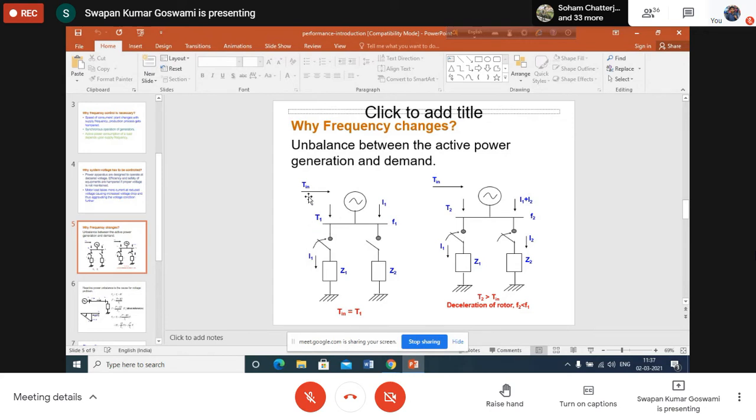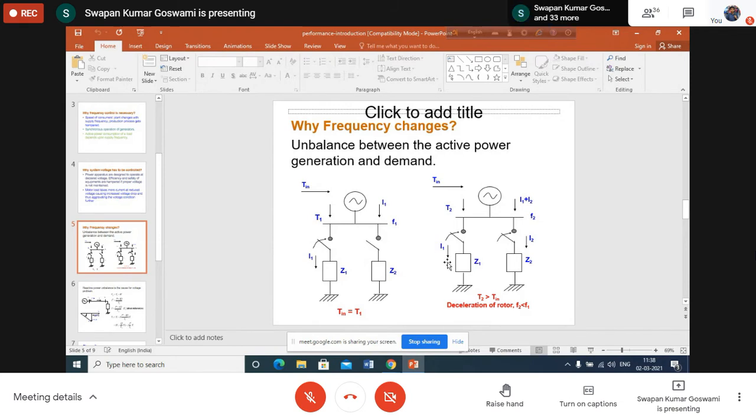And input torque is T in. Input torque indicated by T in, and electrical torque output is T1. Obviously, this torque output depends upon the current drawn by the load I1. Now, if and when this current is drawn by the load I1, obviously the motor is delivering this current I1.